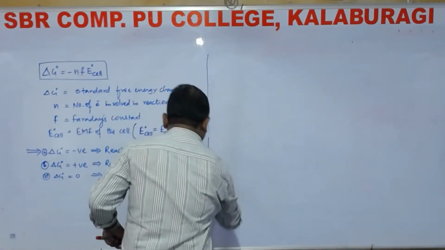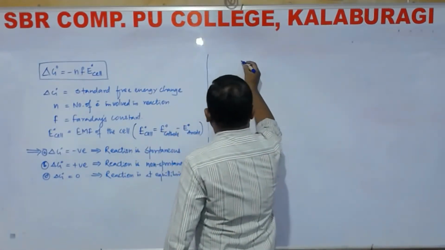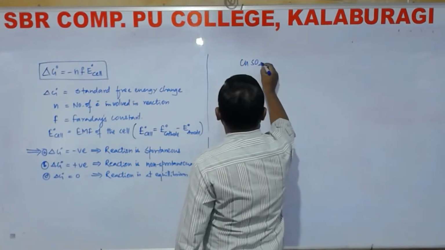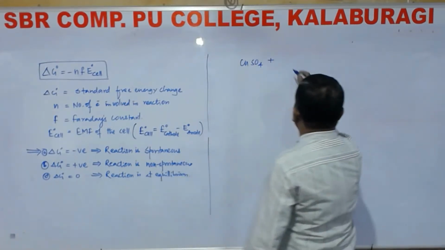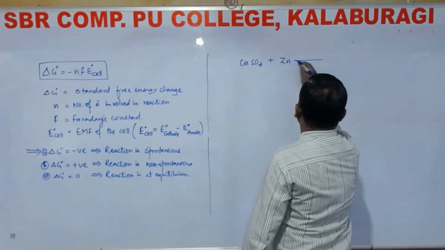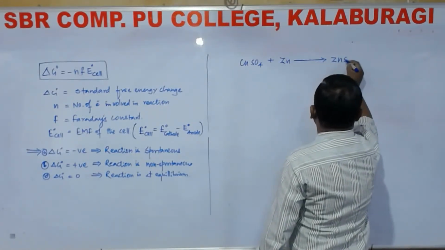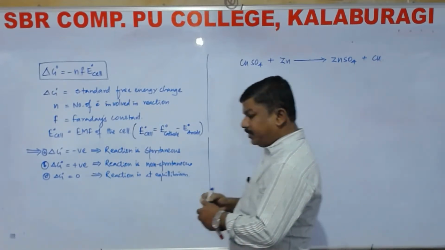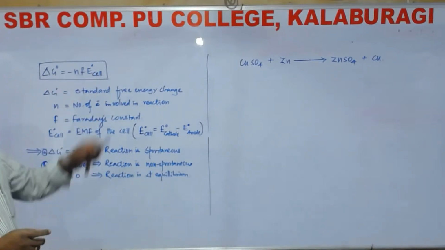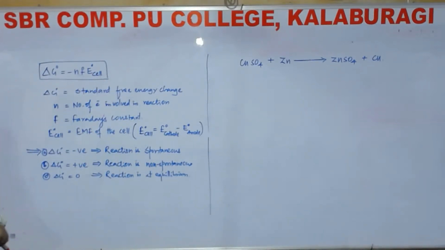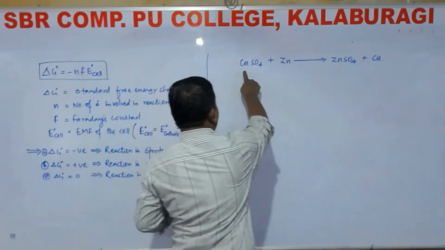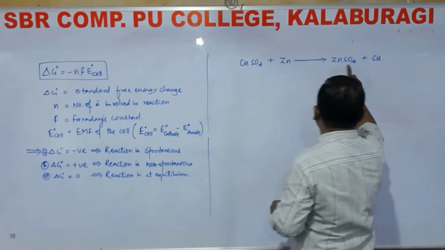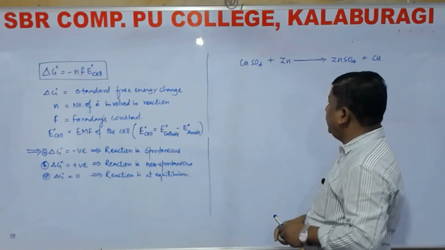Suppose I write one particular reaction: CuSO4 reacted with Zn gives ZnSO4 plus Cu. Now we have to identify whether this reaction takes place or not, feasible or not. Here copper and zinc electrodes are going to be there. Zinc replaces copper from the copper sulfate to form zinc sulfate and copper.